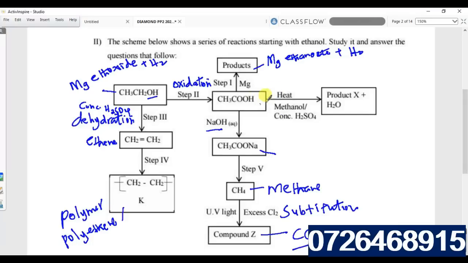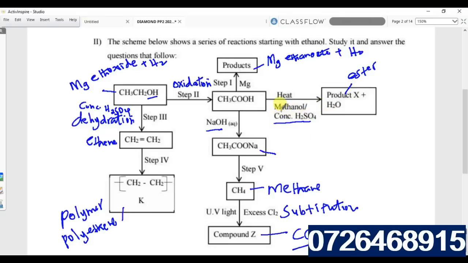Then we have heated methanol. We are using methanol and ethanoic acid. This is an alkanoic acid plus an alcohol. That process is esterification. We are going to form an ester, because in the presence of conc sulfuric acid, we are going to form an ester and water is formed.